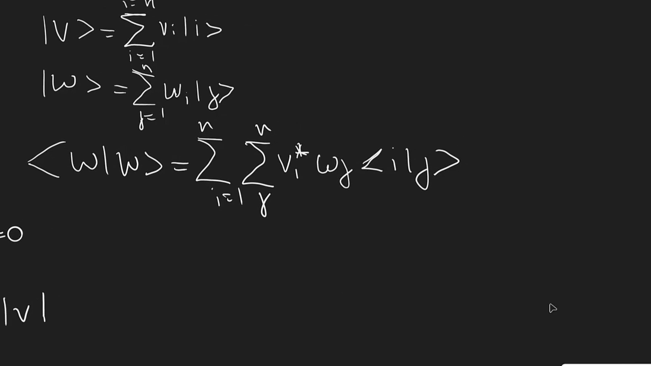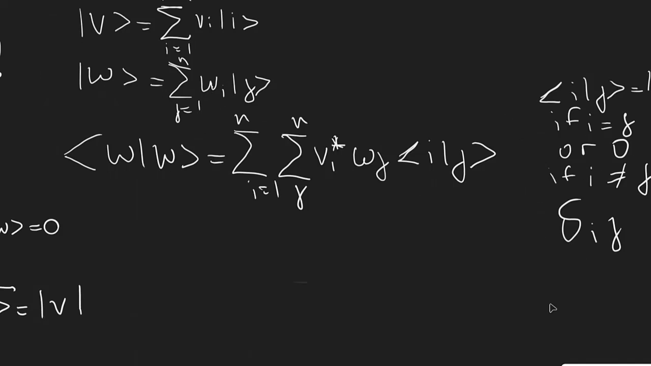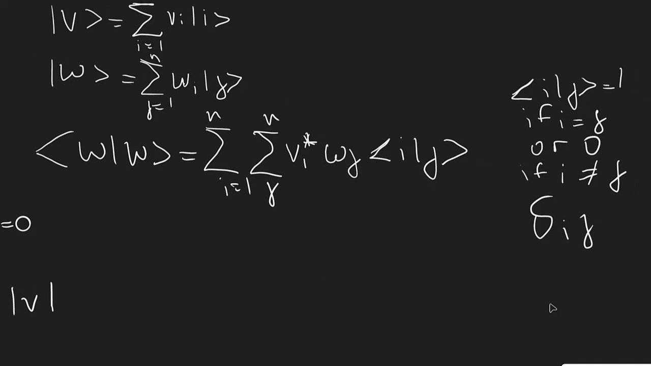Now, this is actually the way I would say virtually most of the calculations are done. The inner product of the basis vectors will be either 1 if i is equal to j, or 0 if i is not equal to j. Mathematically, we tend to represent this with a function which is known as the Kronecker delta function, but that's just as a little aside.